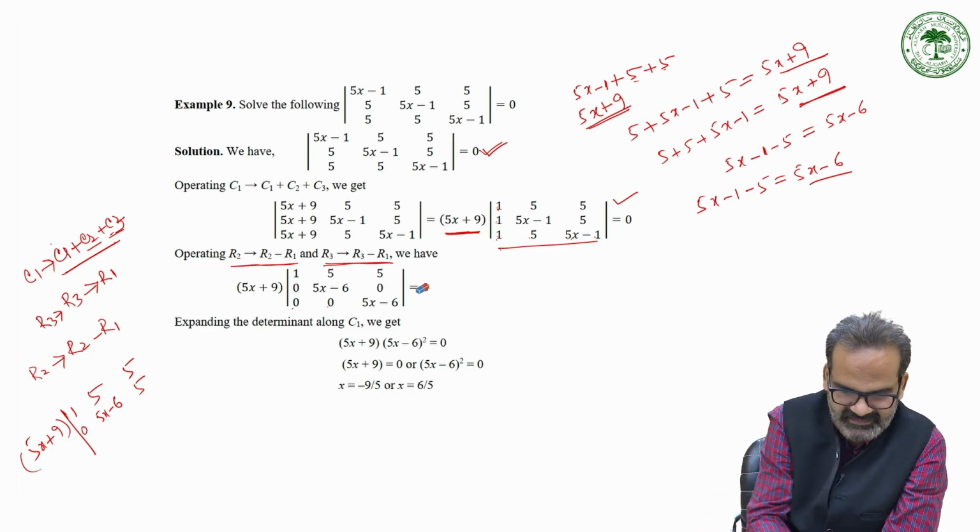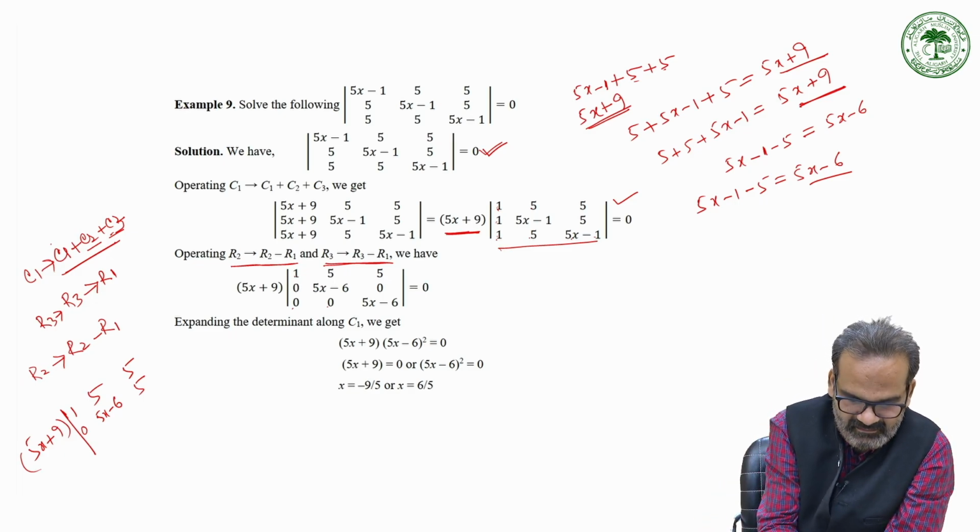So what we are having here, if you look at column 1, it contains 1, 0, 0. So expanding this determinant along column C1, what will we get here?